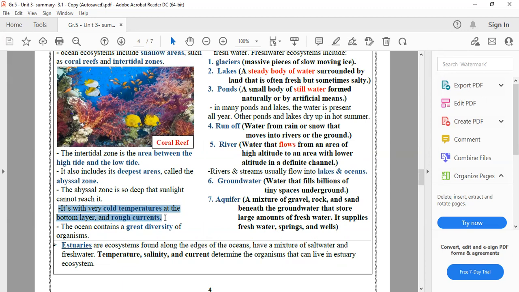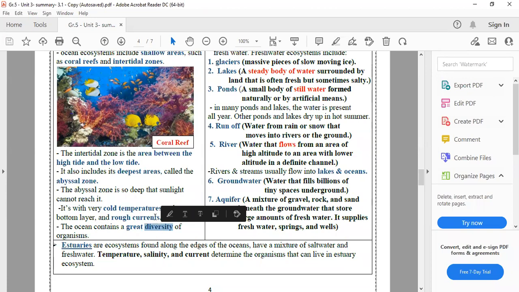The current is the movement of the water itself. A rough current means the water moves fast. It is hard to swim in. The ocean contains a great diversity of organisms. Diversity means different types of organisms.